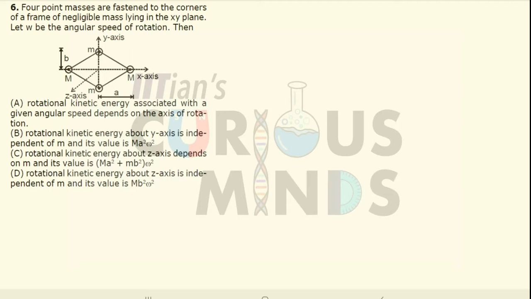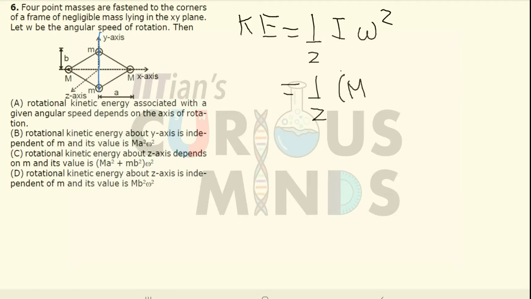Yes, it is true. If I take the axis of rotation as y, the kinetic energy will be equal to half I ω square. Now what is I over here? Since the small masses m are situated on the y axis, we will not consider those masses. I will be equal to M a square, and the similar mass is situated on the opposite side, plus M a square, into ω square. So basically it will be equal to M a square ω square.